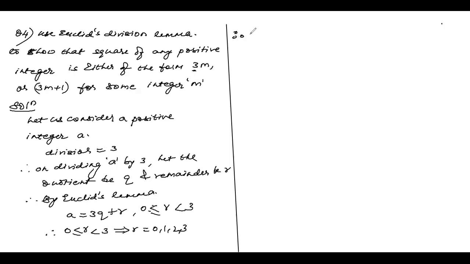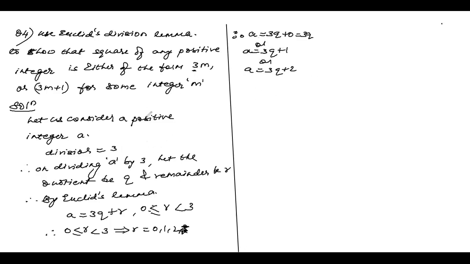Therefore, your numbers are like a is equal to 3q plus 0, or a is equal to 3q plus 1, or a is equal to 3q plus 2. 3 cannot come, at most plus 2, since the remainder is less than 3. So I got my number.